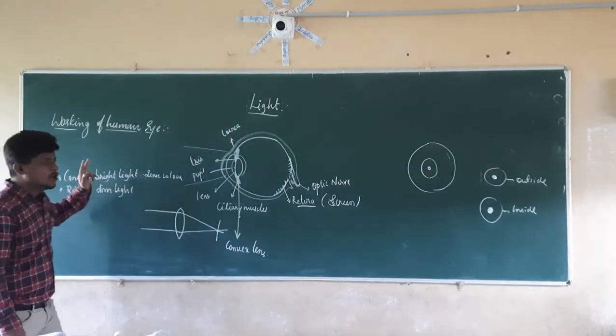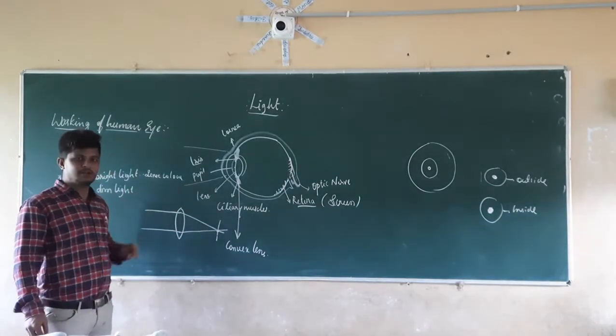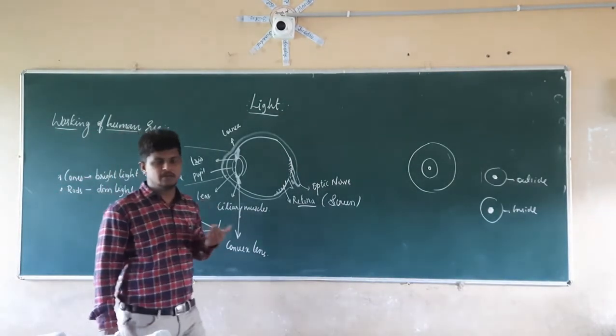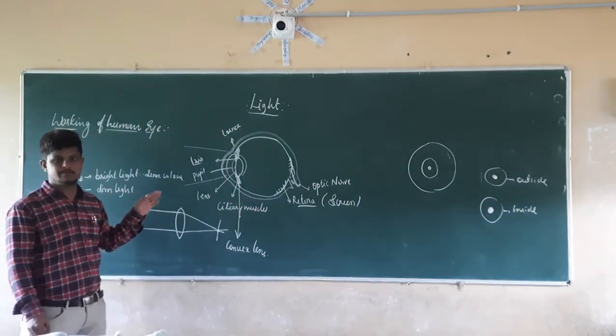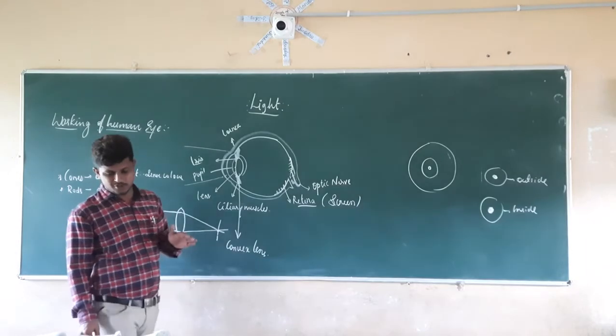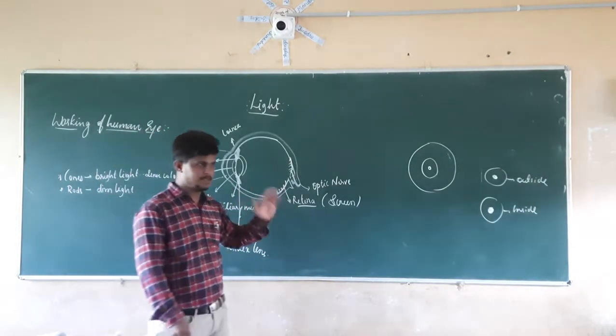In the same manner, cones are the cells which also help in the sense of color. Different colors are identified by the cone cells. So this is about the working of the human eye. I hope everything is clear.